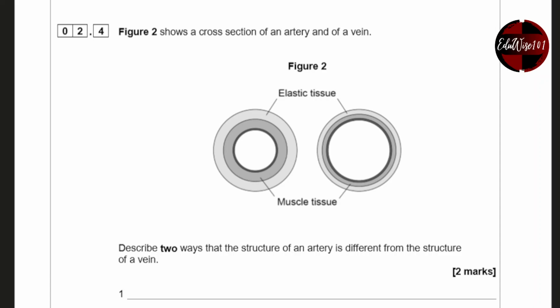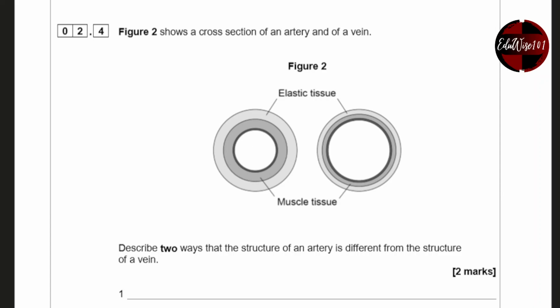Very similar, elastic tissue and muscle tissue, but the thickness is different and the size of the hole is different. Describe 2 ways that the structure of an artery is different from the structure of the vein. So in the artery, you have thicker muscle tissue and elastic tissue. Those two will actually give you just the 2 marks. And you could also say the artery has a smaller lumen.